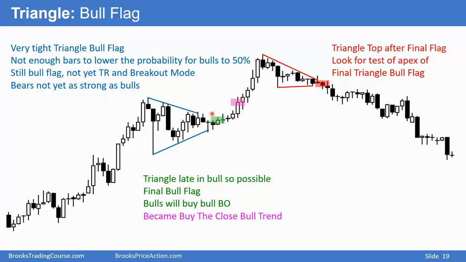So this is a probable final flag, a triangle late in a bull trend, usually the final flag before the market enters a trading range or has a reversal. And you're looking for, at a minimum, a test of the apex of the final flag, the triangle. Traders will sell the reversal down. So we have a triangle top after a triangle bull flag. We try to get the bull breakout, 50-50 chance the breakout fails, and then we got a reversal down. Minimum goal typically is a test of the apex of the triangle, which we have here.